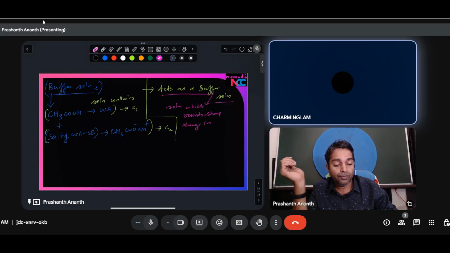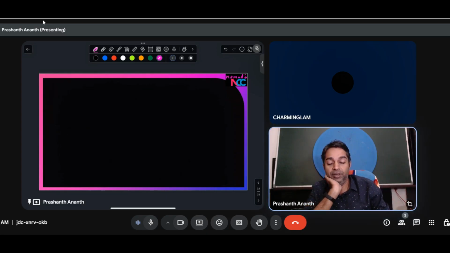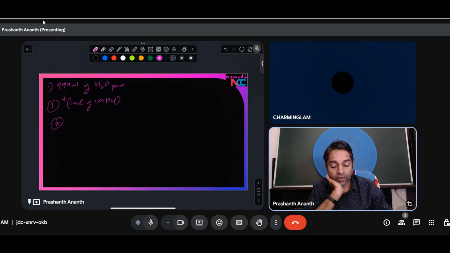Okay, now let us talk about a simple case and you will understand it better. Let's say I had 999 ml of pure water, and I am going to add 1 ml of 1 molar HCl to this. This is going to be case 1, and in case 2 I am going to add 1 ml of 1 molar NaOH to this.